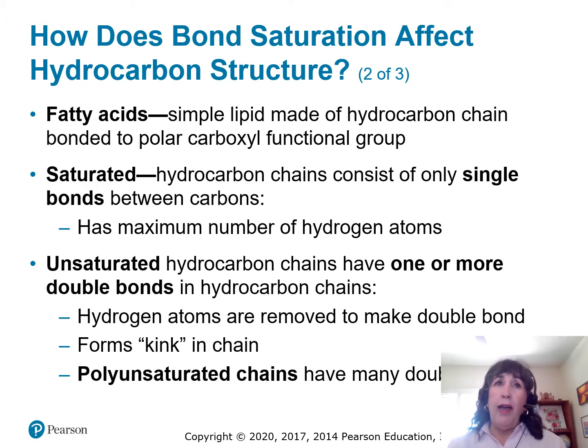So what do we mean by a saturated or unsaturated fatty acid? First of all, I'm reminding you a fatty acid is just a hydrocarbon chain, carbons and hydrogens, with a carboxyl group at one end. If it's saturated, then it means that there are a lot of single bonds and it's saturated with hydrogens. In other words, it has a maximum number of hydrogen atoms. If it's unsaturated, then it means that there are one or more double bonds and it isn't saturated with hydrogens. So polyunsaturated chains have many double bonds, and these double bonds form kinks, and that's why they're not saturated.